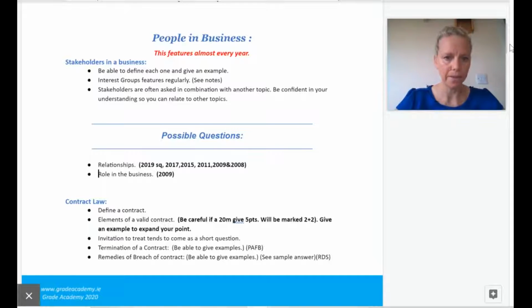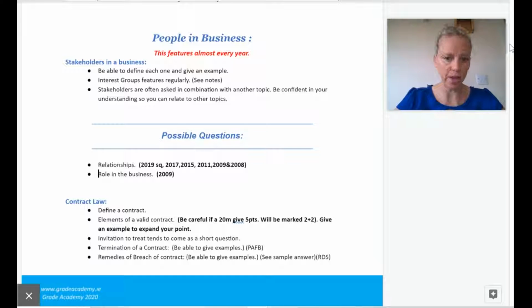Now, stakeholders are often asked in combination with another topic. So be confident in your understanding so you can relate to other topics. So this may come up, for example, in the chapter on social responsibilities. So it might be, what are the social responsibilities business has to its stakeholders? So you have to know your stakeholders and then be able to relate it to your social responsibilities. So it comes up very much in a lot of different chapters in how it relates to other topics. So make sure that you have a good understanding and you know that.